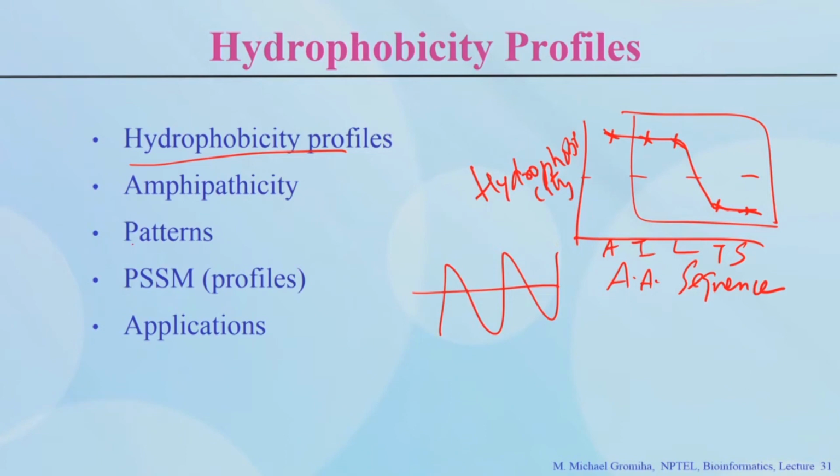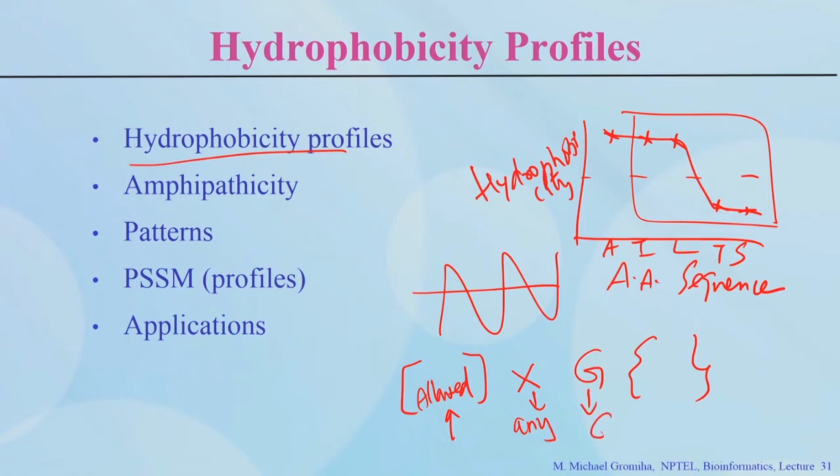Then we discussed the patterns. What is a pattern? How to define a pattern? We can use square brackets, we can use x, we can use any specific residue and we can use brackets. What is the meaning of this? The brackets mean allowed residues. The x means any residue here. A particular residue is conserved because you cannot change it. Here, not allowed, this is excluded. So you can have the patterns.